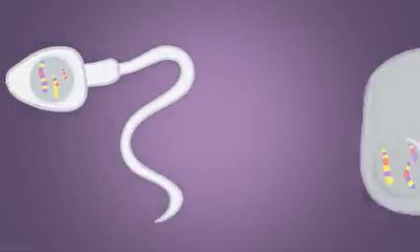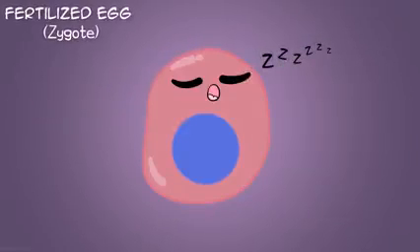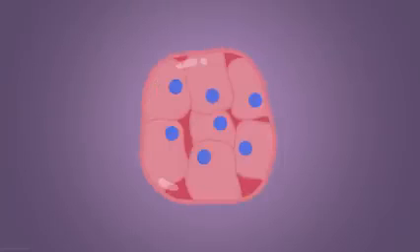By the way, when a sperm and egg cell combine, it results in a diploid cell, a fertilized egg, otherwise known as a zygote, which will then start a series of divisions using mitosis to give rise to a brand new organism.